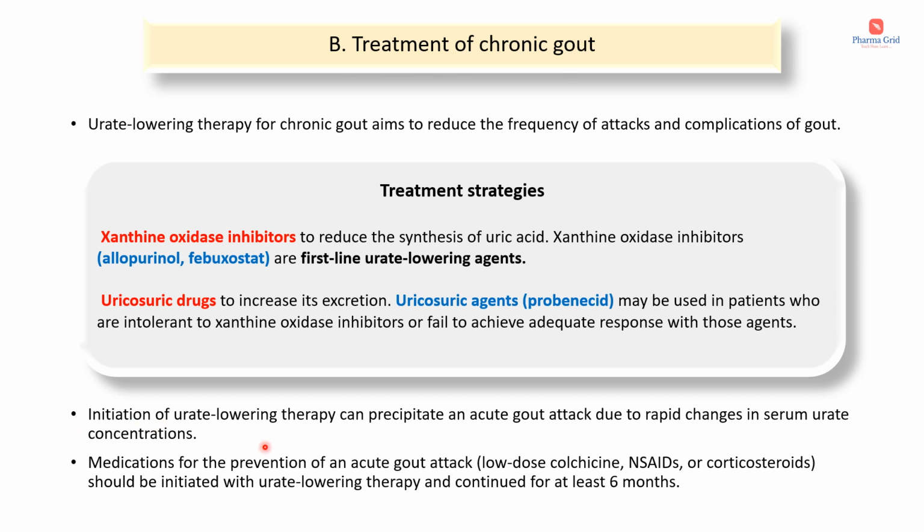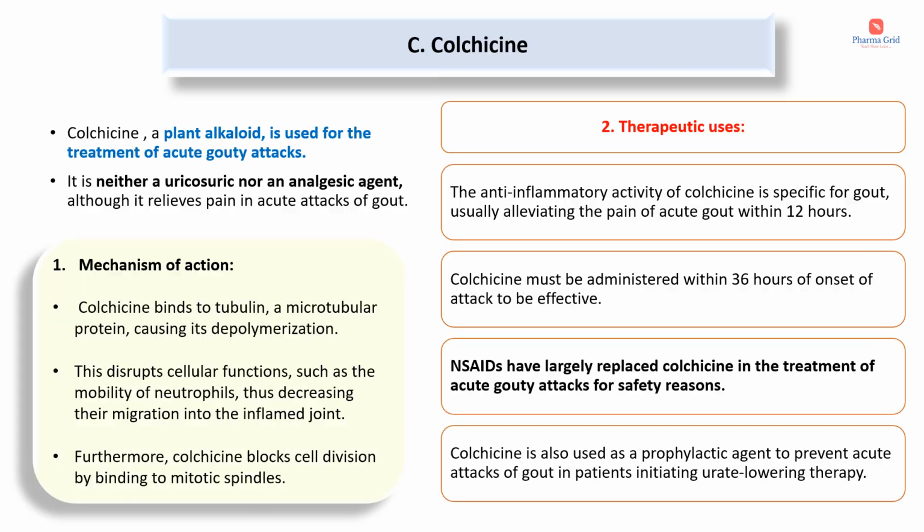Then initiation of urate lowering therapy can precipitate an acute gout attack due to rapid changes in serum urate concentrations. So medications for the prevention of an acute gout attack, as we have already learned, that is low dose colchicine, NSAIDs or corticosteroids, should be initiated with urate lowering therapy and continued for at least 6 months. Now we will study each drug separately.